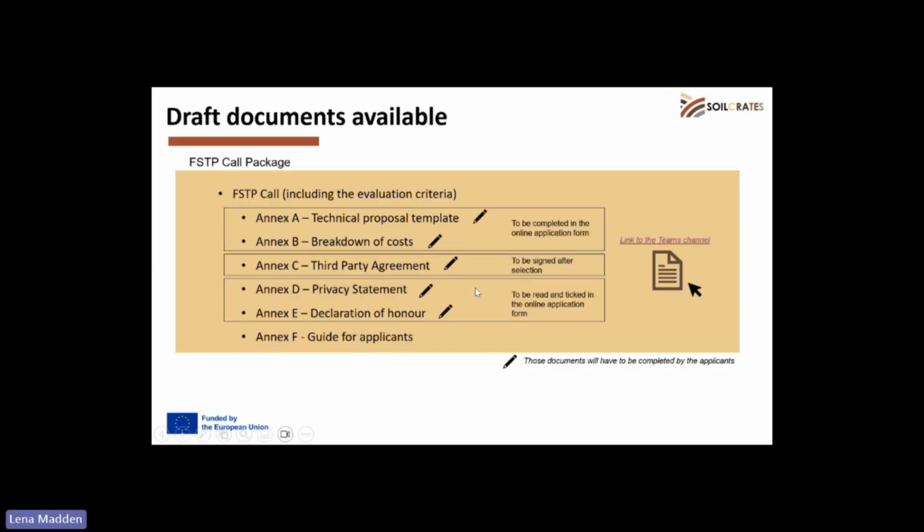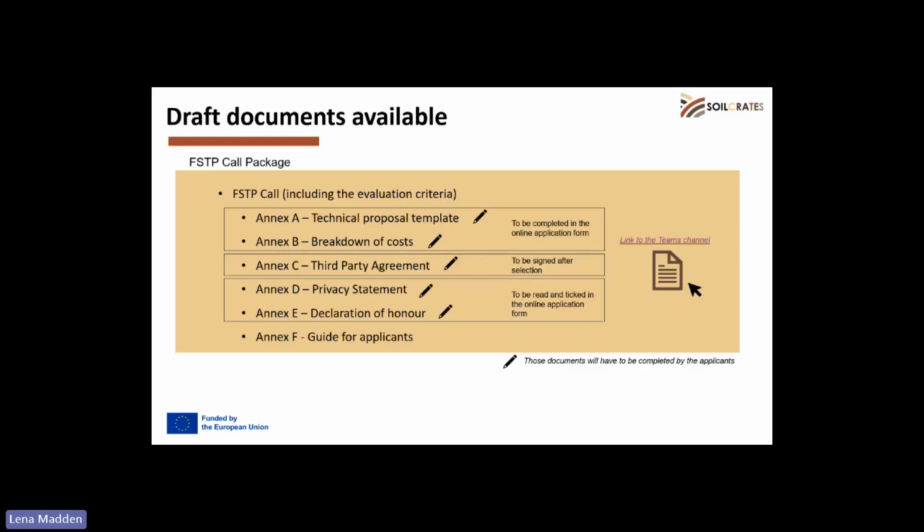No. There are going to be a number of annexes in the call documents. They all will be available in our Soilcrates. They're not going to be physically placed on our website, but they're going to be linked to each of these annexes for our partners, to the Central Horizon Europe website. And as Laura said, Annex A and Annex B are the technical proposal template and breakdown of cost, which is basically a budget template.